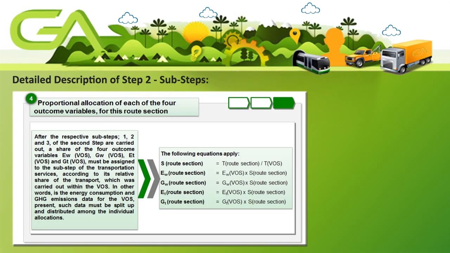Finally, we get to the fifth equation, which reads as follows. The tank-to-wheel GHG emission factor for the fuel consumed of the part of the journey is like the tank-to-wheel GHG emission factor for the fuel consumed of VOS, in turn multiplied by the S factor of a partial section.